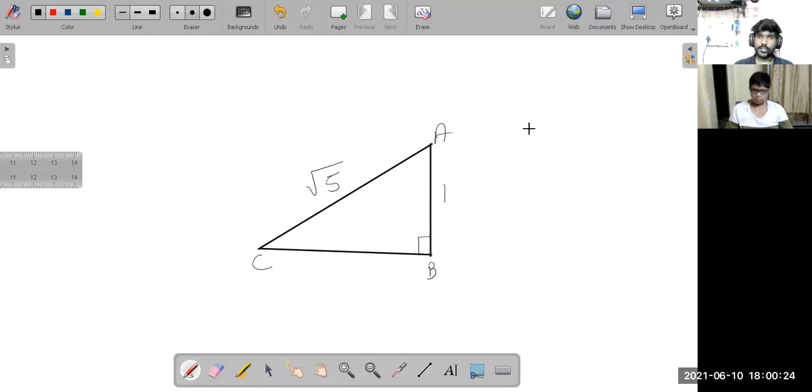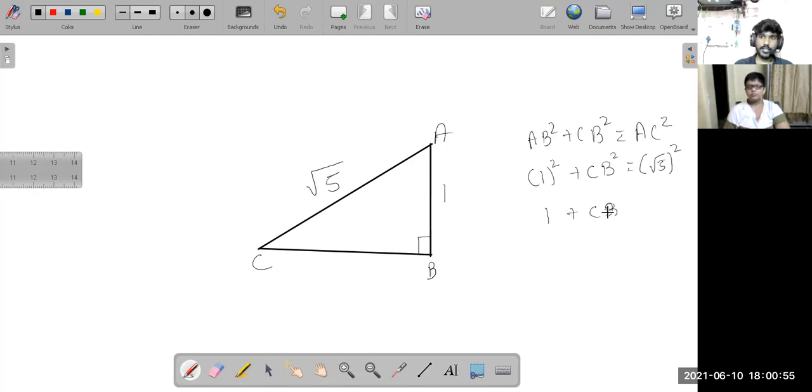Let's use Pythagoras theorem. Can you tell me Pythagoras theorem? AB square plus CB square equals AC square. Let's substitute the values. AB is 1, so 1 square. CB I have to find out, so CB square. AC is root of 5, so root of 5 the whole square. This is 1 plus CB square.